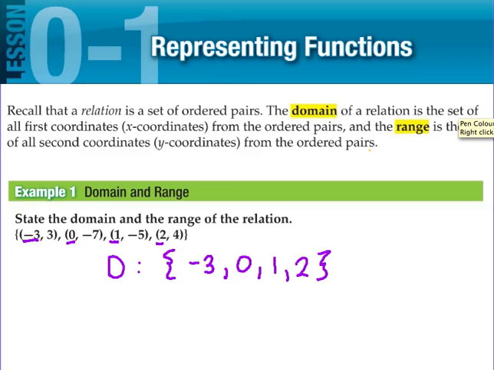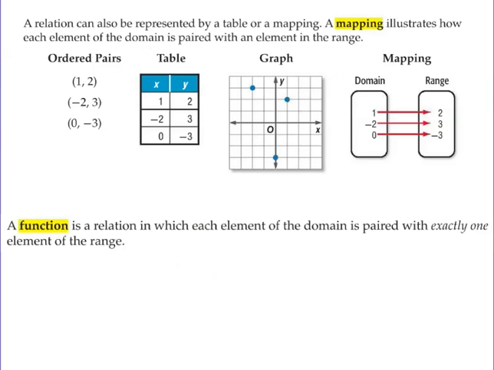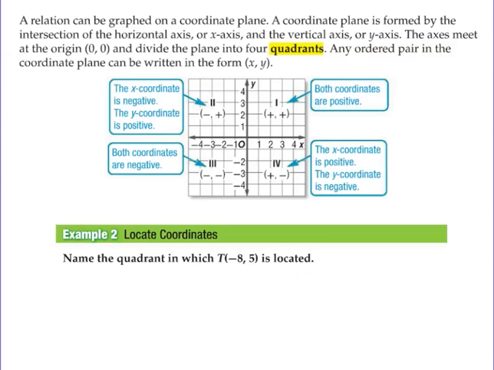Okay, not too bad. Now we've got to find the range. The range is the set of what coordinates? The y's. So in this case, what is that going to be? 3, -7, -5, 4. Okay. That's the range. Let's go back. There we go. Now notice what it says.